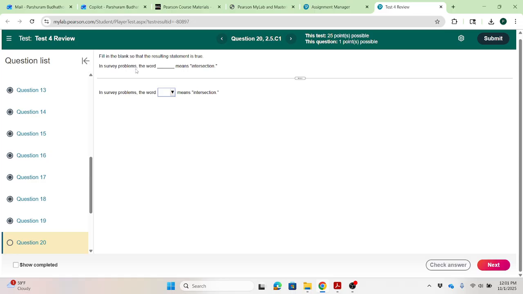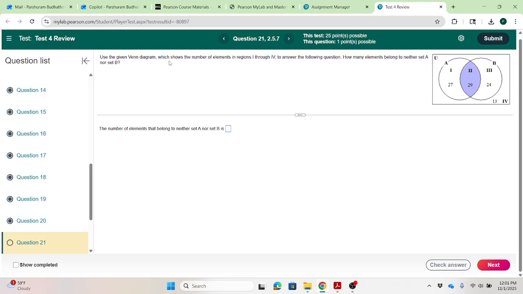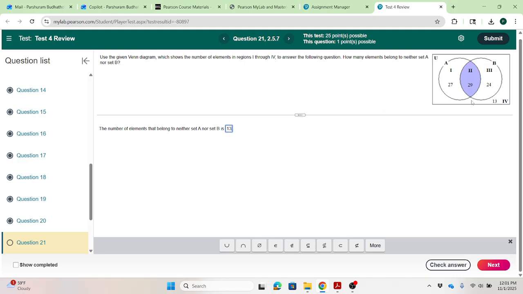In survey problems, the words "and" or "but" mean intersection. Use the Venn diagram which shows the number of elements in regions 1 through 4. Answer the following question: how many elements belong to neither set A nor set B? It's 13 elements, because these 13 elements are outside both of them.